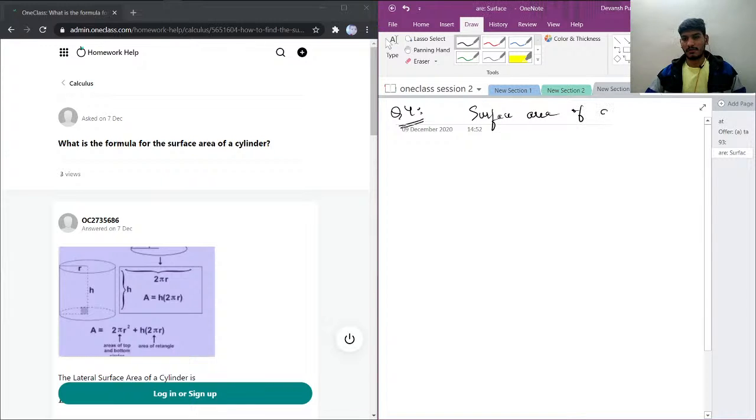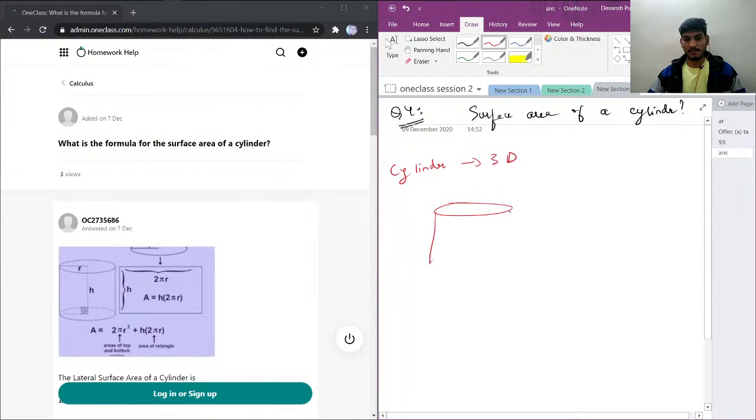Surface area of a cylinder. A cylinder is a three-dimensional figure, and if we see a cylinder, it is something like this. We have one more circle at the bottom. This is the height, this is the radius, and both the top and bottom surface will have the same radius.